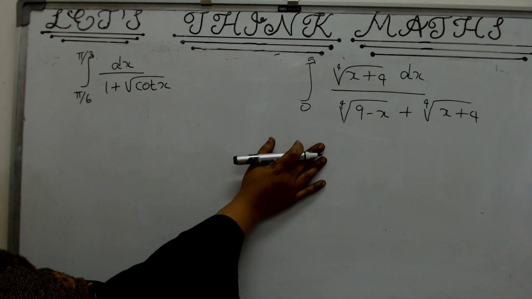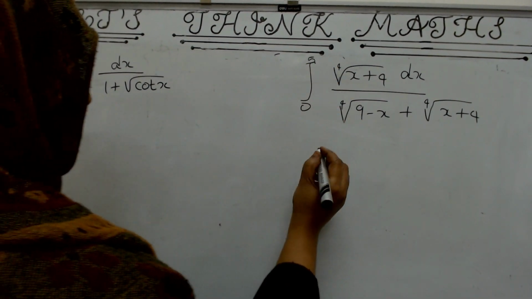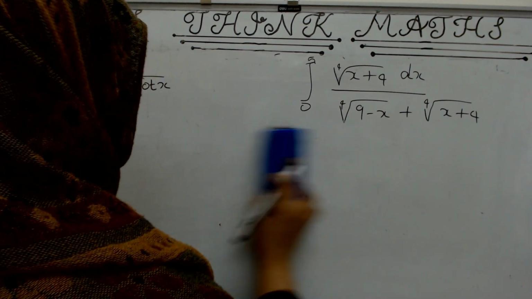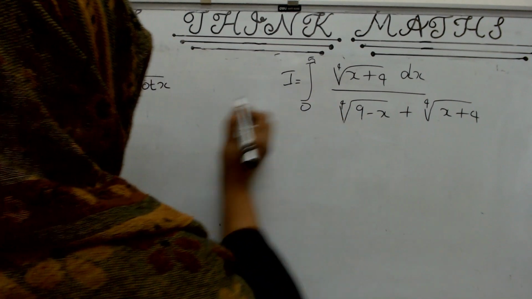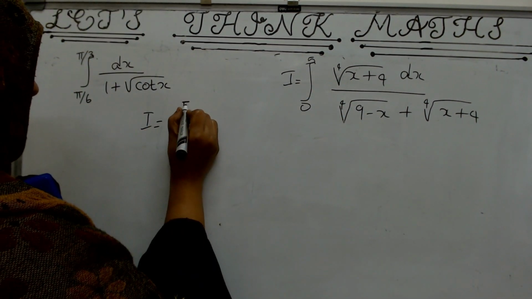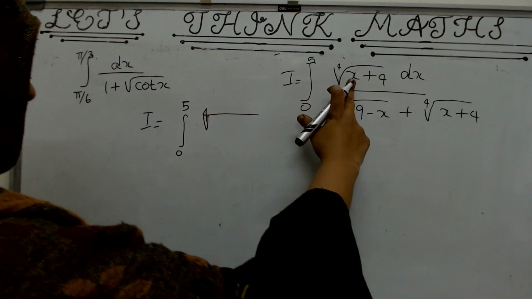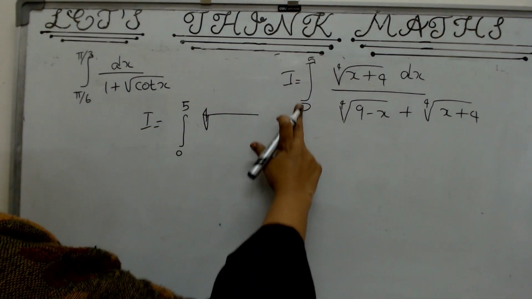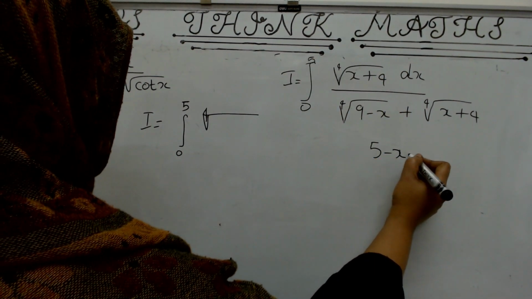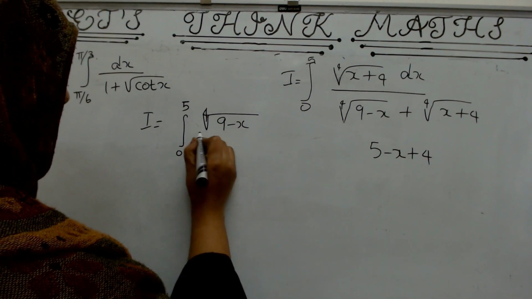You see what is happening here? You have two functions. When you start with one, can you arrive at another? See, randomly take this as I. But what is the other form of I? Instead of x, this is the fourth root, okay? Instead of x, add the limits and minus x. That means what? 5 minus x plus 4. That becomes 9 minus x here.